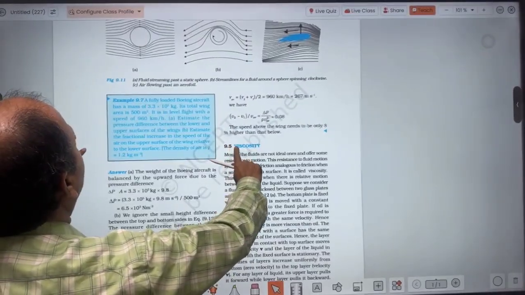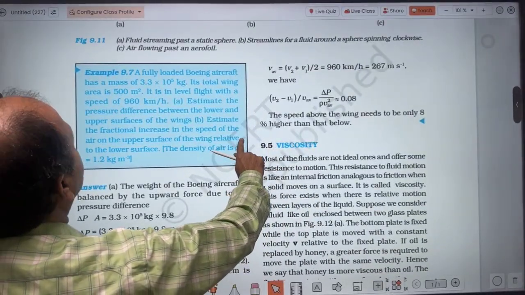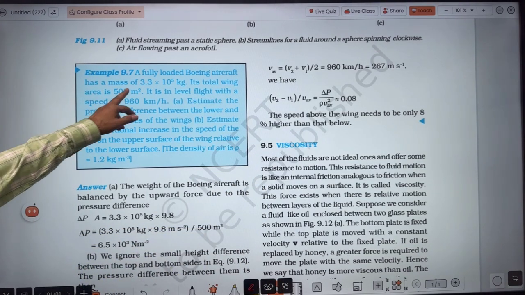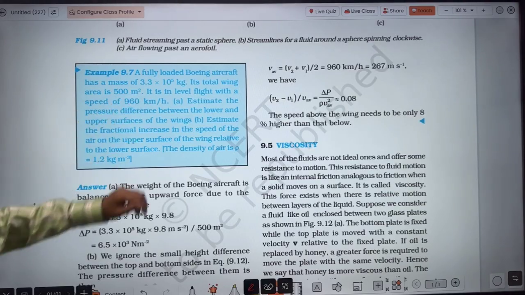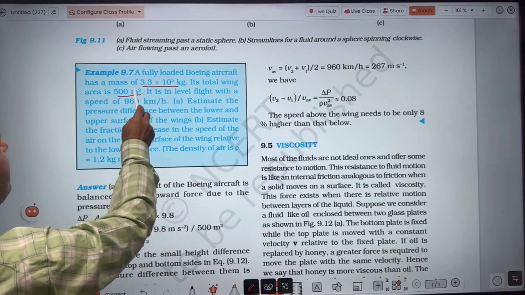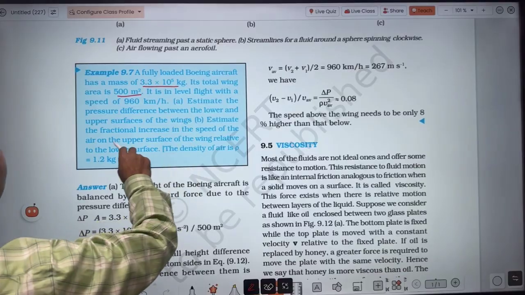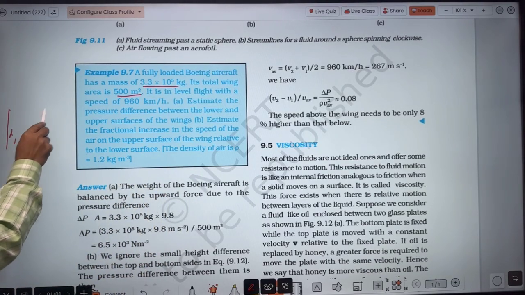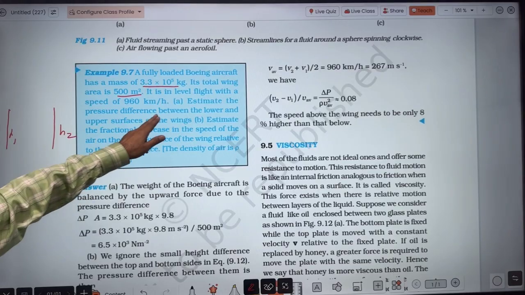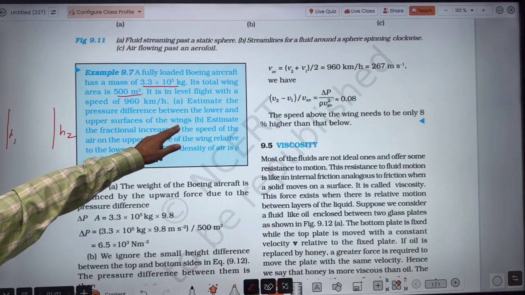Now here there is one question for you. The question says, a fully loaded Boeing aircraft has a mass of 3.3 × 10^5 kg. Its total wing area is 500 m². It is in level flight. It means what is happening? Here H1 and H2 both will be same. So in Bernoulli's equation, the term containing H will not be there. Only two terms will be there, the one with kinetic energy, another with potential energy.